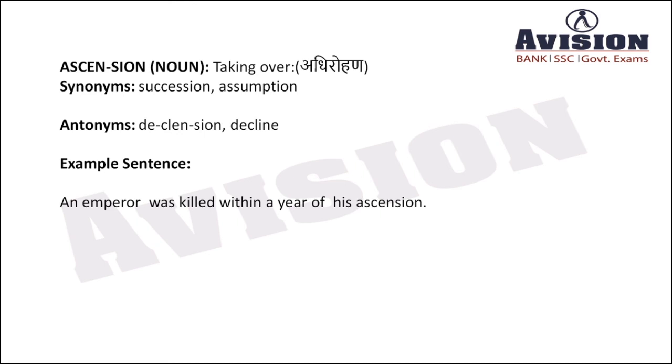Ascension. Why is this a noun? Because if a word ends with S-I-O-N or T-I-O-N, it is bound to be a noun. What do you mean by ascension? Ascension means taking over, overpower, making someone submissive, invincible, something like this. Synonyms can be succession, assumption; antonyms, declension, decline. Ascension is used in a sentence like this: an emperor was killed within a year of ascension. It means within a year of taking over the kingdom, he was assassinated.